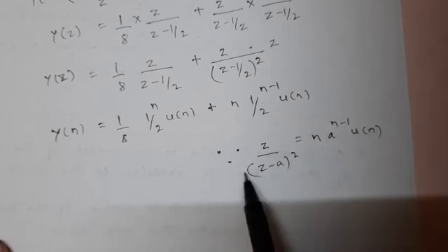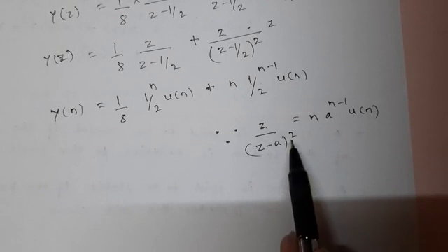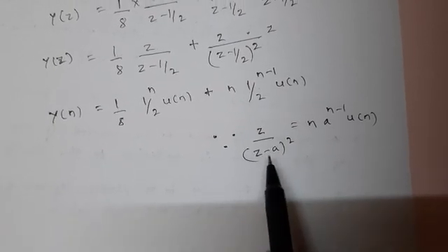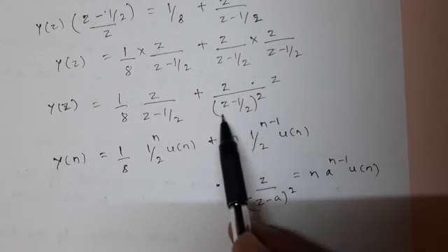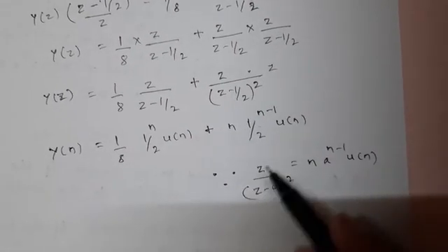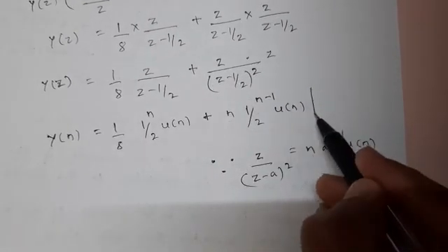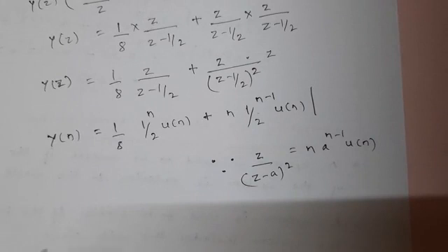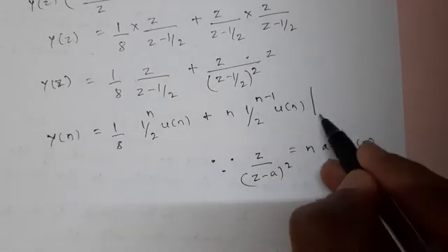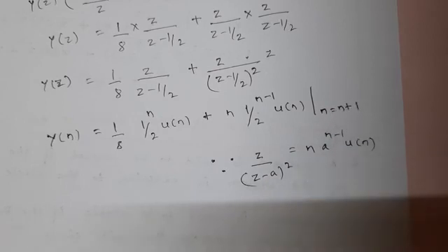Since this property, that is z divided by z minus a, or z divided by z minus a square, z divided by z minus a cube, was the property, I have considered here z divided by z minus half square. Now I kept this z outside. The inverse z transform of this is this at, at z means n equal to n plus 1.